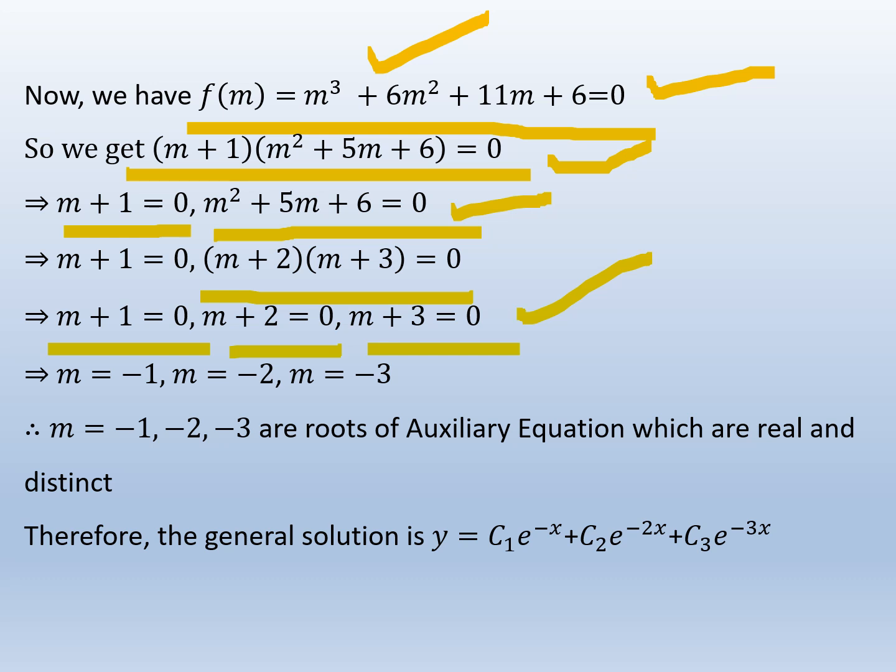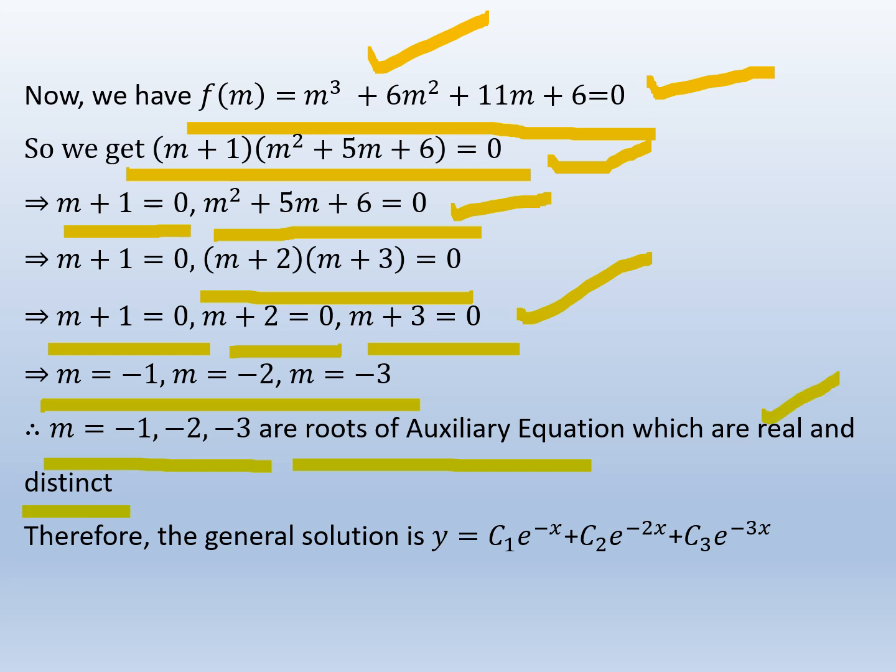From this, we get m values like this. m is equal to minus 1, m is equal to minus 2, m is equal to minus 3. Therefore, m is equal to minus 1, minus 2, minus 3 are the roots of the auxiliary equation, which are clearly real and distinct.